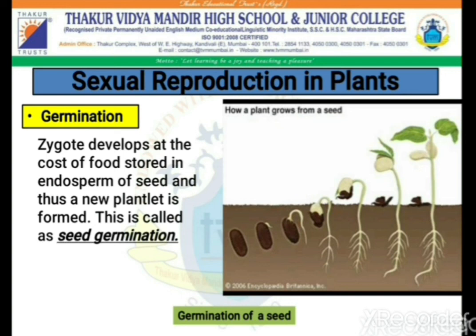So in this part we have seen only the sexual reproduction in case of plants, where we have seen the male reproductive part of a plant, the female reproductive part of the plant, then the transfer of pollen grains, then the fertilization, and finally we have reached germination. So we have completed the sexual reproduction in case of plants.